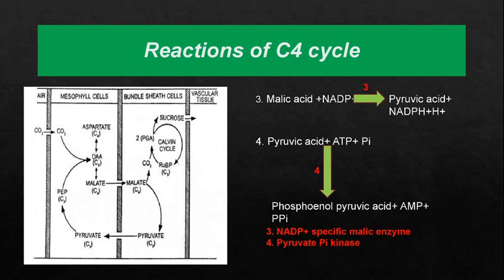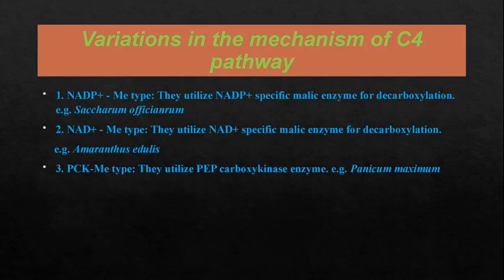The pyruvate is then transferred to the mesophyll chloroplast where it gets phosphorylated into phosphoenol pyruvate, that is PEP. It is catalyzed by pyruvate phosphate dikinase. The Hatch and Slack pathway starts with carboxylation of phosphoenol pyruvate and not RuBP, because the former has greater affinity for CO2 than the latter. In recent years, minor variations in the mechanism of the C4 mode of photosynthesis, that is the Hatch and Slack pathway, have been observed in different C4 plants.